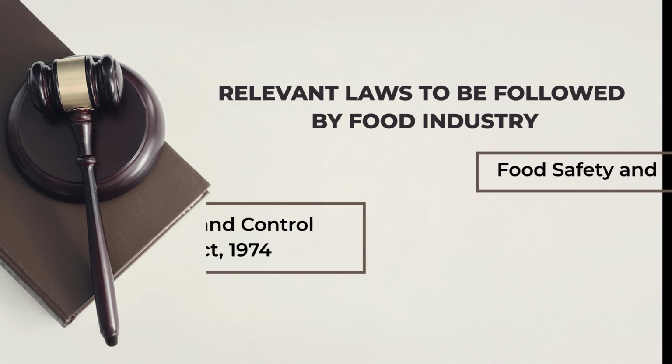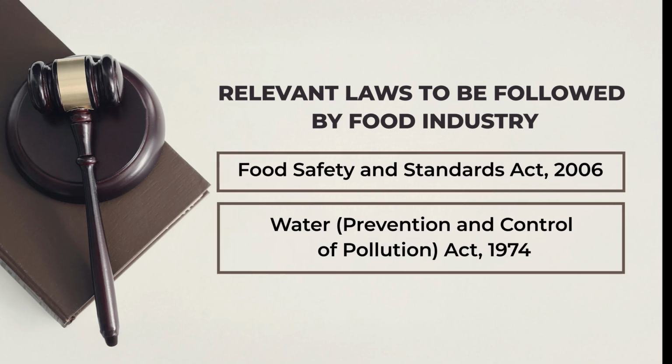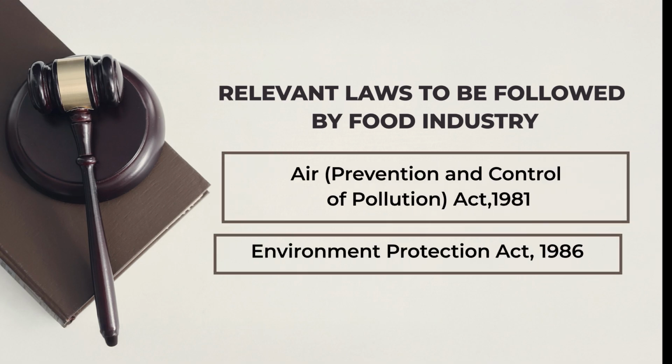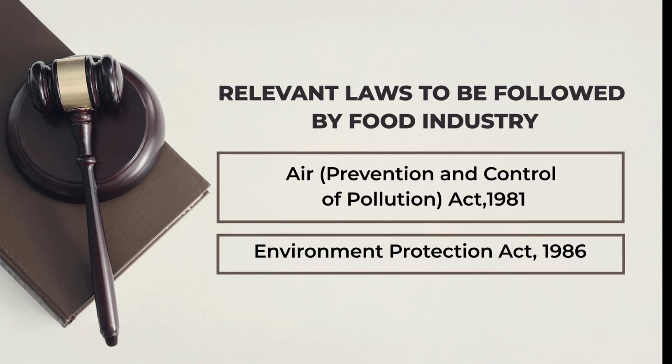So, the relevant food laws are like the Food Safety and Standards Act 2006, according to which the food industry has to maintain certain sanitary and hygienic conditions. That also has some requirements regarding waste disposal. Then there are acts like the Water Prevention and Control of Pollution Act 1974, the Air Prevention and Control of Pollution Act 1981, and the Environmental Protection Act 1986.